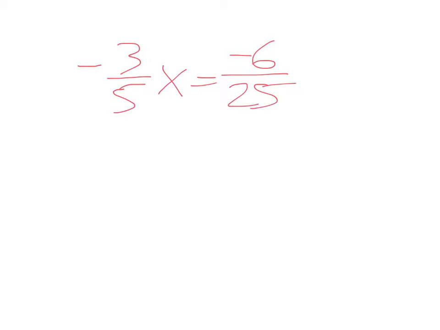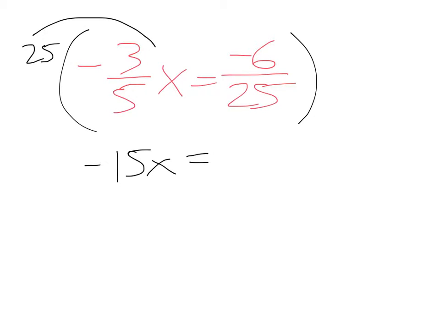In the case where I have fractions in an equation, like if I have negative 3/5 x equals negative 6/25, in this case, I find it easier not to deal with the fraction, of course, but to get rid of it. So I'm going to multiply by the least common denominator. And the least common denominator in this case is 25. When I multiply 25 to negative 3/5 x, I end up with negative 15x. When I multiply 25 to negative 6/25, I get negative 6.